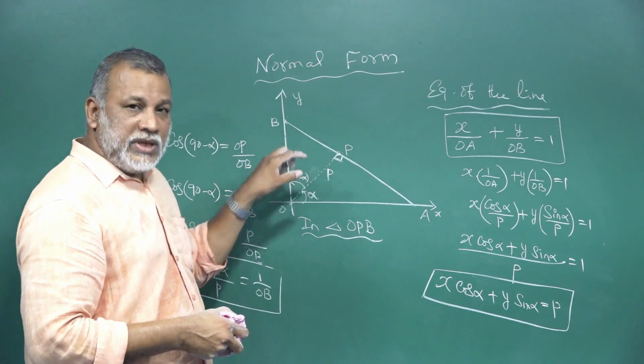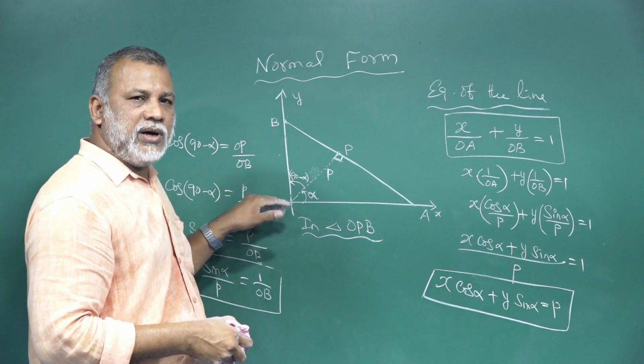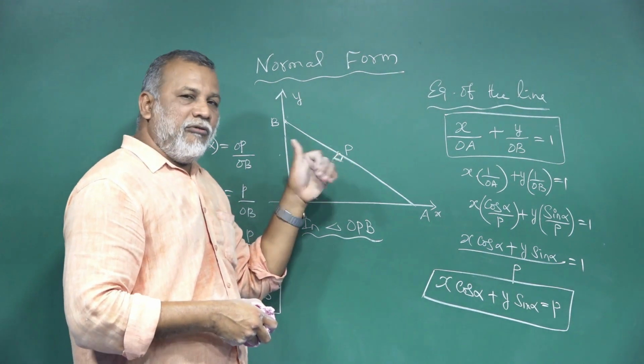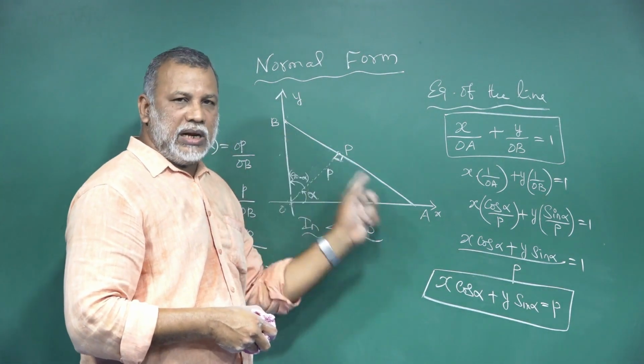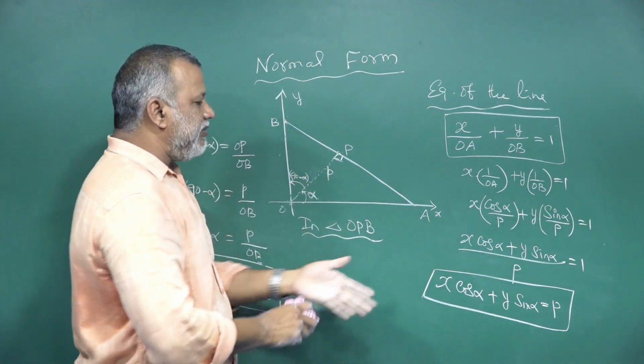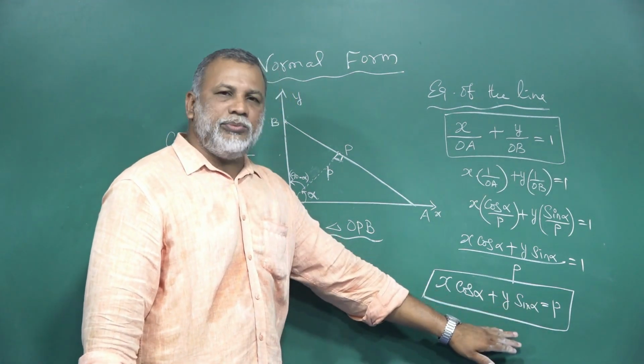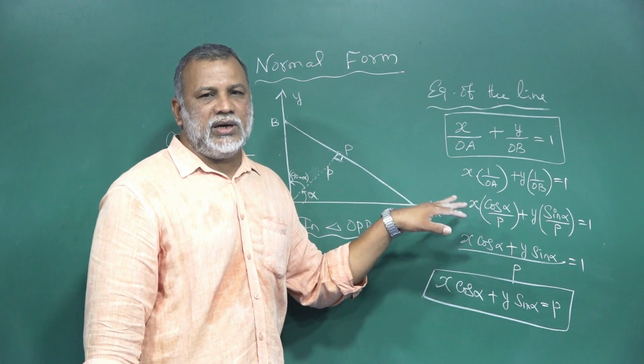Now this is the new logic. Here OP is the distance, or length of the perpendicular, from the origin to the line. So the value is small p. It makes an angle alpha. Then we get this result: x cos alpha plus y sin alpha is equal to p. This is the new result you have derived.